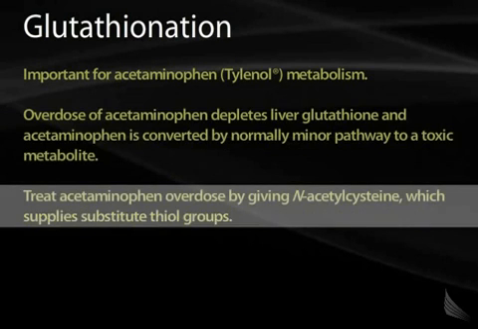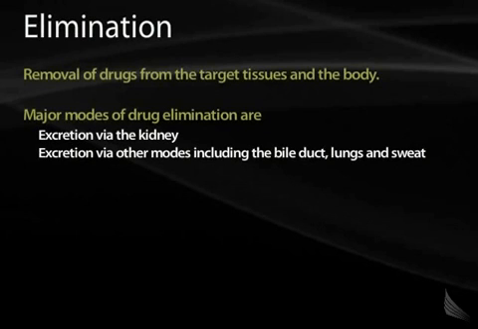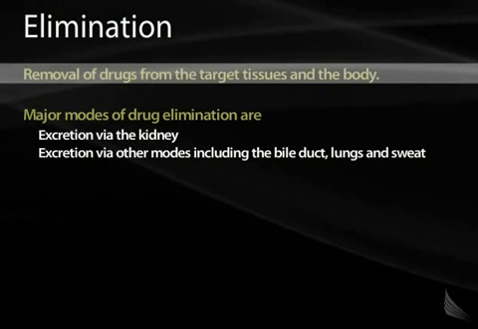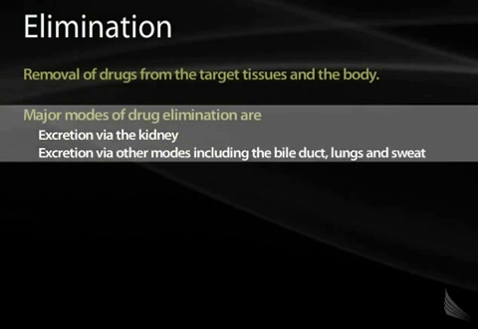These patients should be treated with N-acetylcysteine, and we'll talk more about why that's very important. N-acetylcysteine is a reducing agent that is able to substitute thiol groups into the body. Elimination is a term that describes the removal of the drug from the target tissue and the body. And as you know, major modes of elimination involve the kidney, the biliary system, the lung, and by sweat.